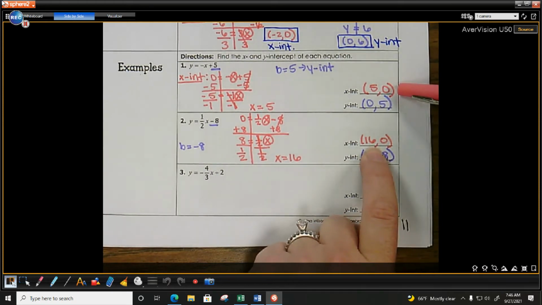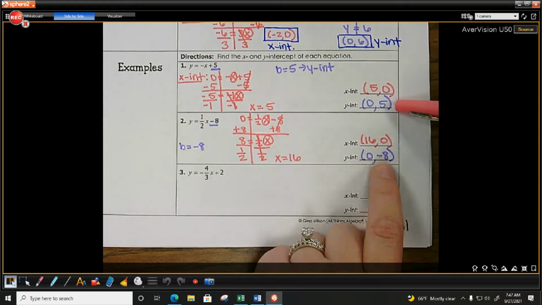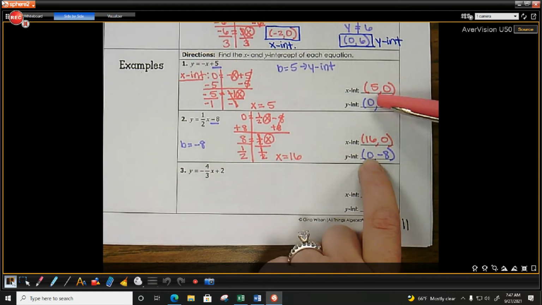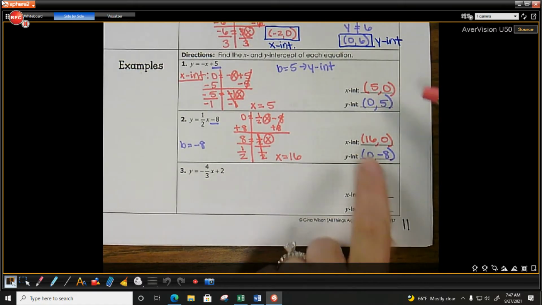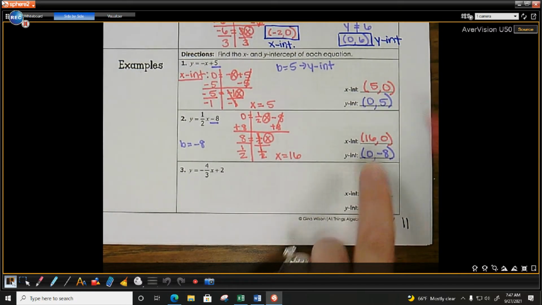Again, let's look at our commonalities between these. Both of my x-intercepts have what? The 0 is your y. Very good. Both of my y-intercepts have, but what's 0? X is 0. All x-intercepts have y of 0. All y-intercepts have x's that are 0. Okay?